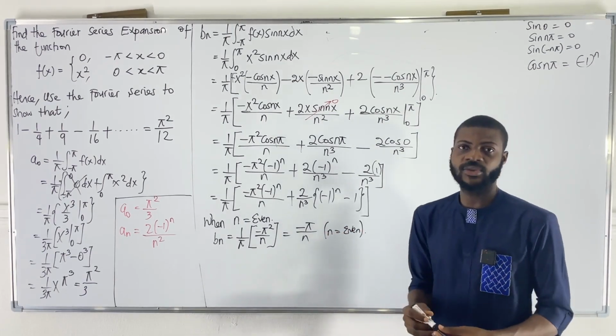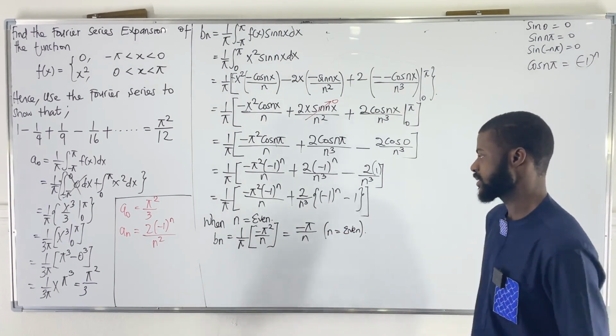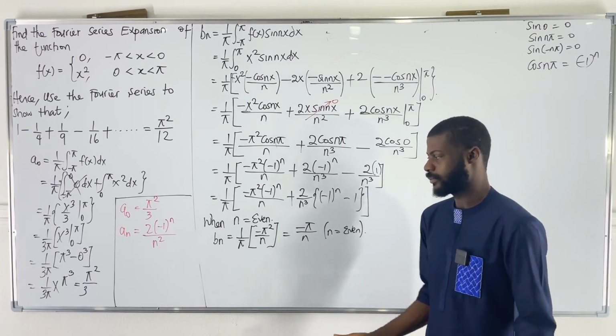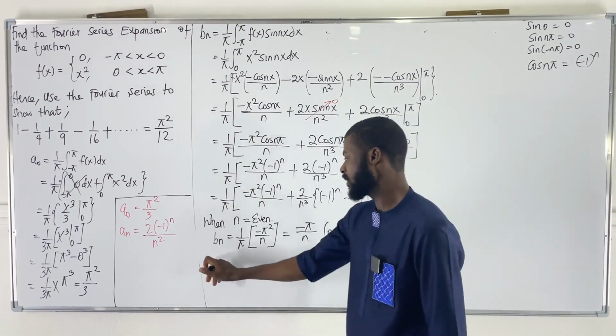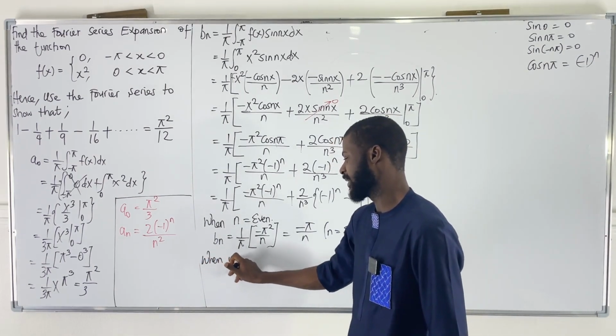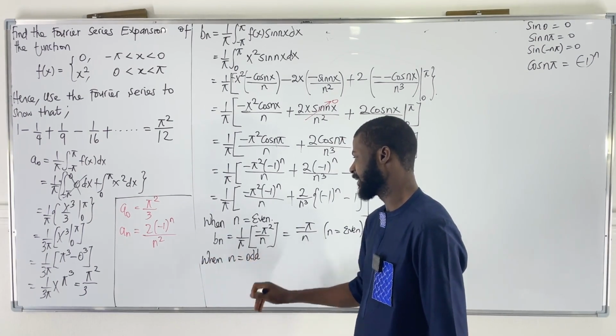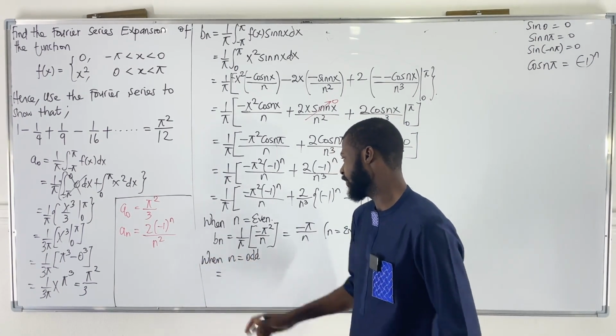So sometimes it's just okay if you know this. We've been dealing with this in previous examples. So the next one is when n is odd. This one will be bulky. When n is odd.